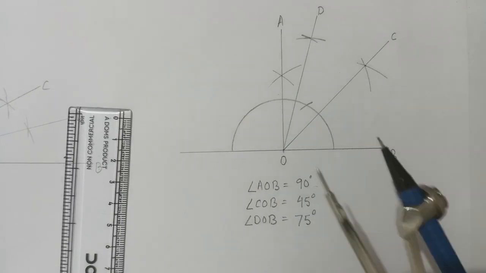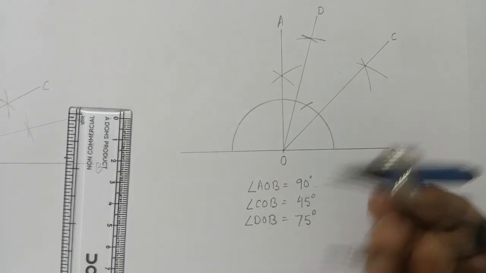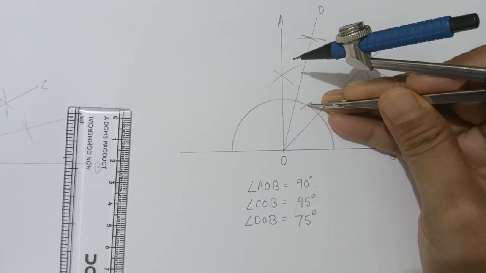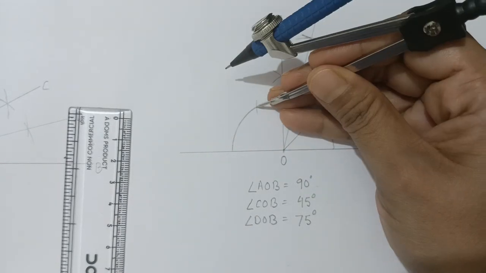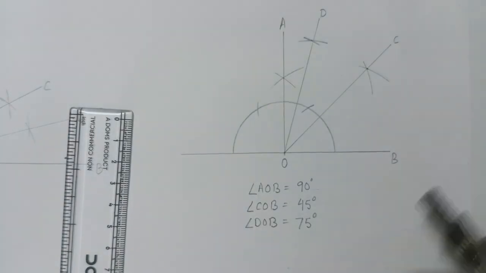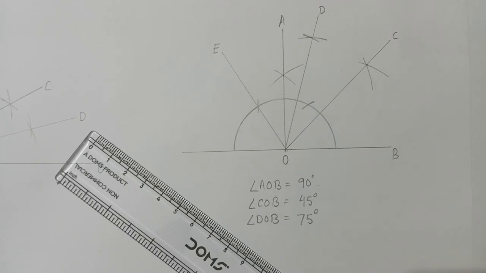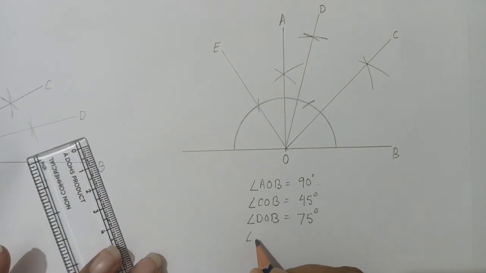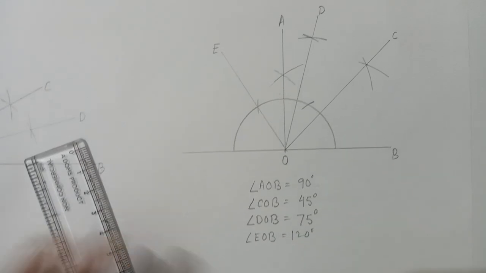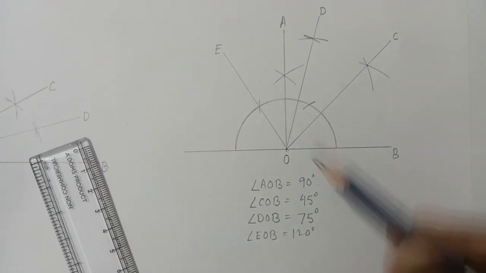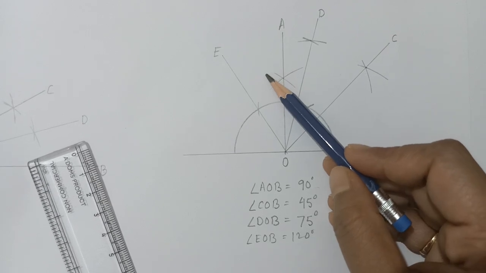Now by taking the same length of 2.5 centimeter, I will make 120. 120 is also easy. Place the pointer on the 60 degree point, then cut this semicircle. Now join this point and this point, you will get 120 degree. Okay. Now angle EOB is 120 degree. Now which angle comes between 120 and 90? Angle 105 comes in between.